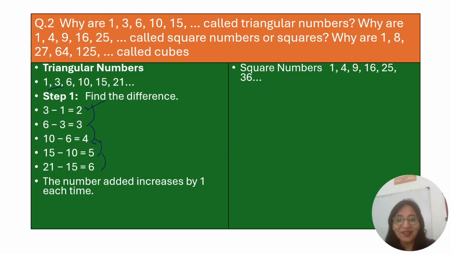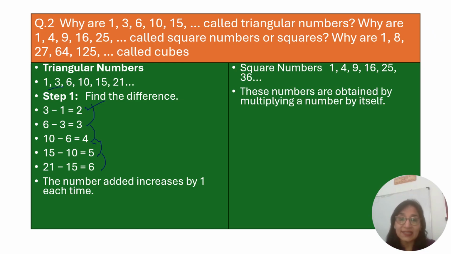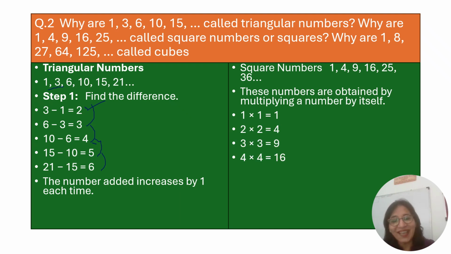And what about the square numbers? Like 1, 4, 9, 16, 25. Now these numbers are obtained by multiplying a number by itself. Like 1 into 1, 1. 2 into 2, 4. 3 into 3, 9. 4 into 4, 16. So how are we getting the square numbers? We are just multiplying the same number to obtain the squares.